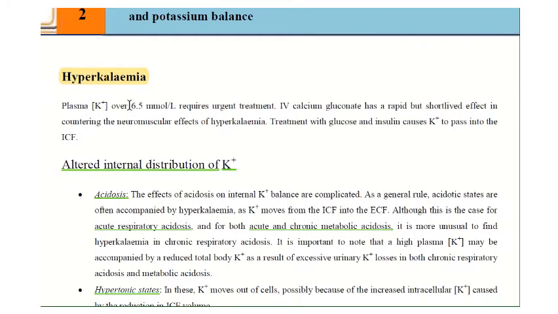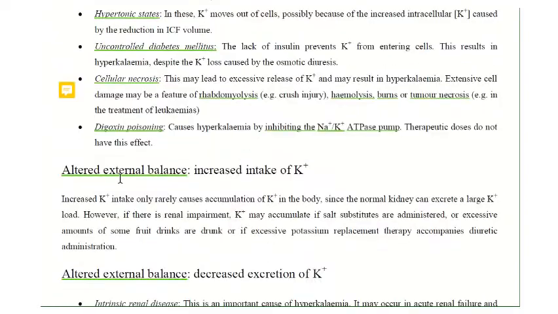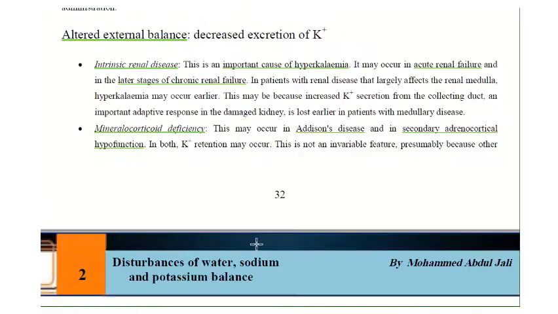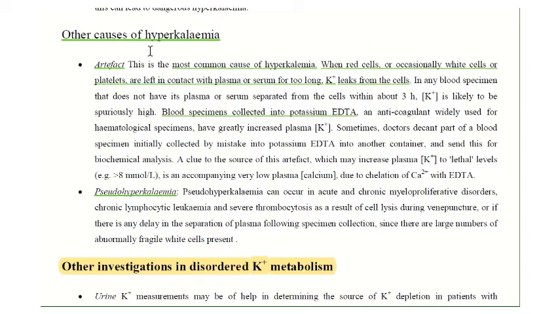فهذني أسباب الهايبركاليميا. قلنا altered internal distribution of potassium، وقلنا أكو altered external balance اللي قد يكون increased intake of potassium or altered external balance بسبب decreased excretion of potassium. وهناك other causes of hyperkalemia منها artifact.